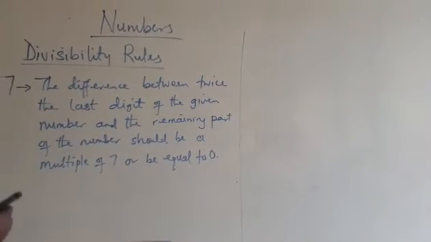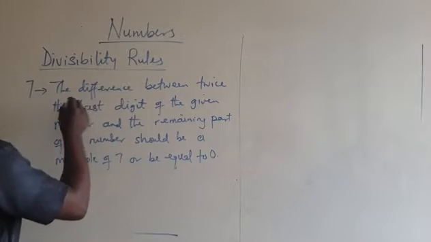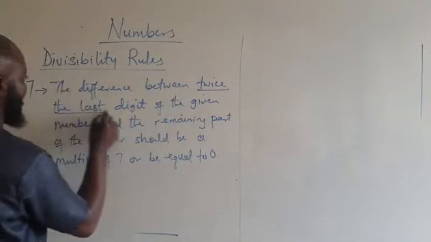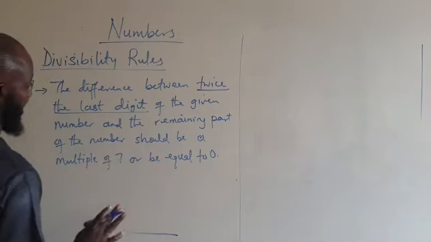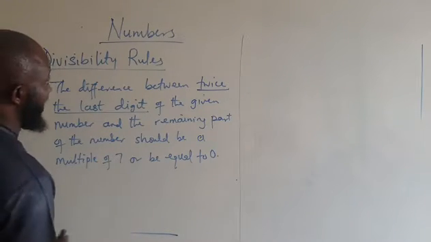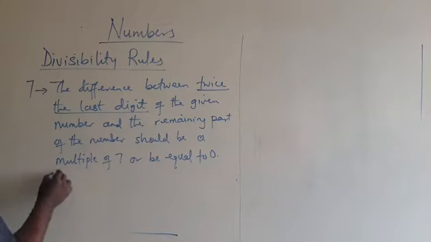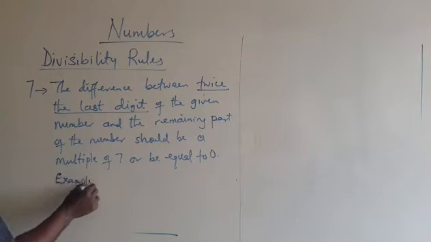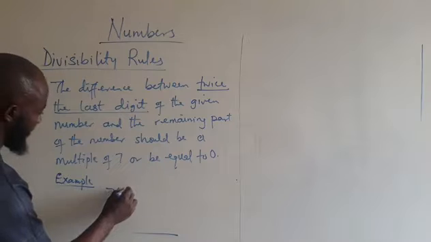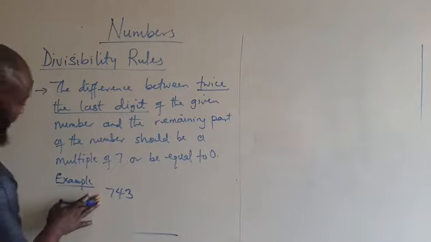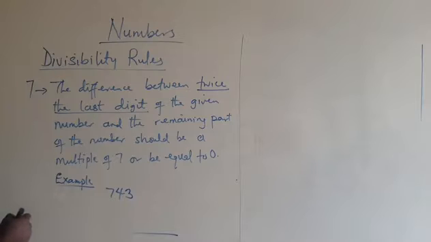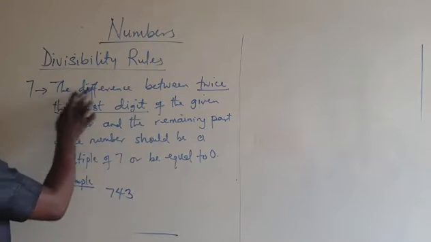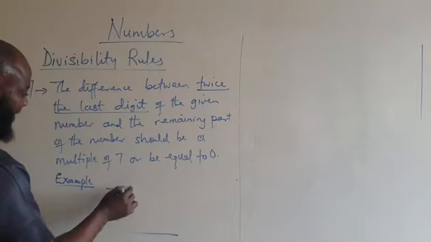Alright, let's look at the 7th rule. Rule 7. As you have it here, the difference between twice the last digit and the remaining part. I would like to make use of an example to solve it. So assuming we have 743, we want to test if this is divisible by 7 or not. So let's look at the rule.